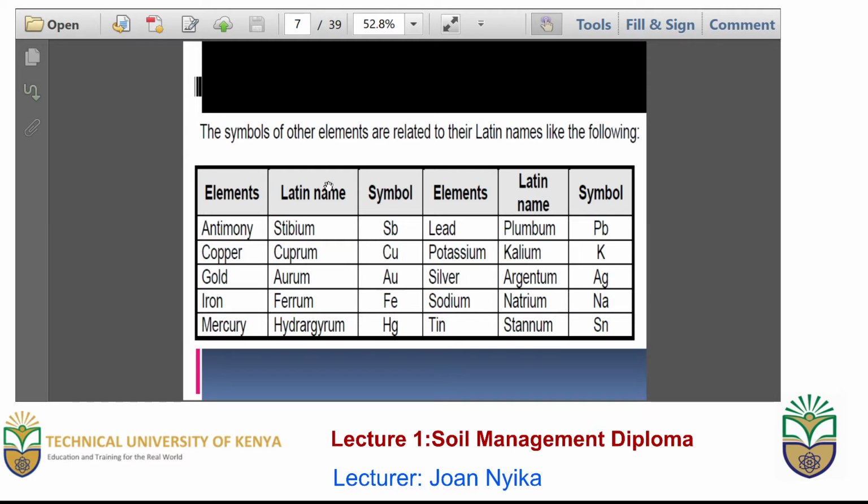This, however, as I have mentioned before, does not apply for all symbols. Therefore, you need to look at the various elements on the periodic table and understand each one of their symbols, whether they are based on the English word or their Latin word.